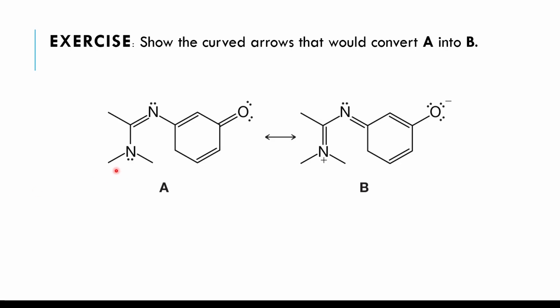Hi, in this tutorial we are going to solve a question related to resonance. So this is an exercise and it says, show the curved arrows that would convert A into B. Let's analyze the two resonance forms and let's look at the differences.